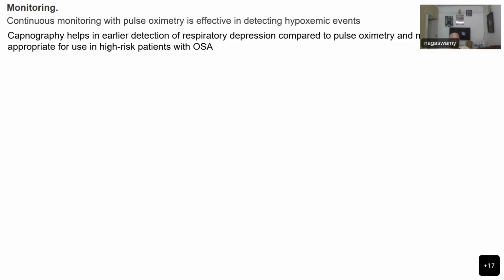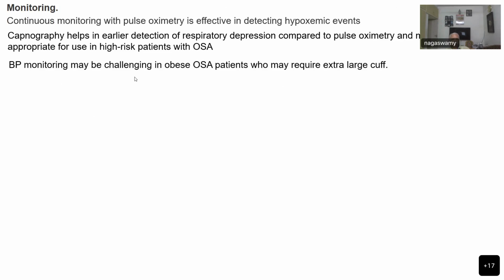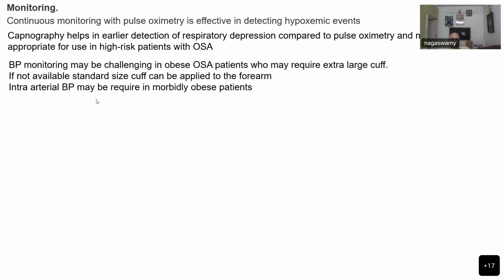And coming to monitoring, continuous monitoring with pulse oximetry is very, very important. And capnography helps in early detection of respiratory depression. Whenever CO2 levels go up, that means the patient is hypoventilating. And BP monitoring may be challenging if they are obese OSA. They may require an extra large cuff. If not available, you can apply the standard cuff on the forearm. And intra-arterial BP may be required in morbidly obese patients who also have OSA.